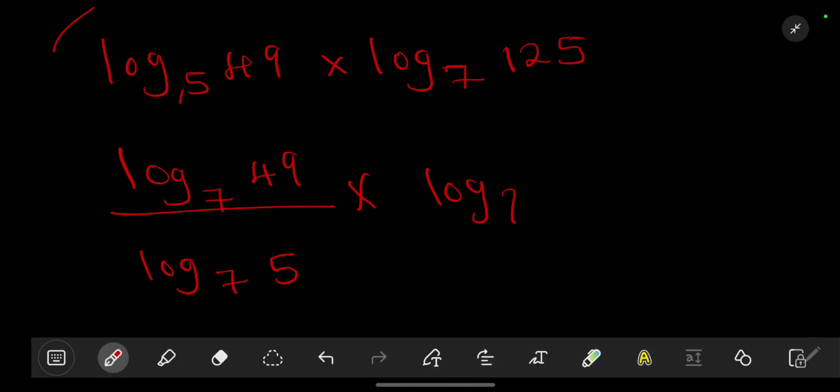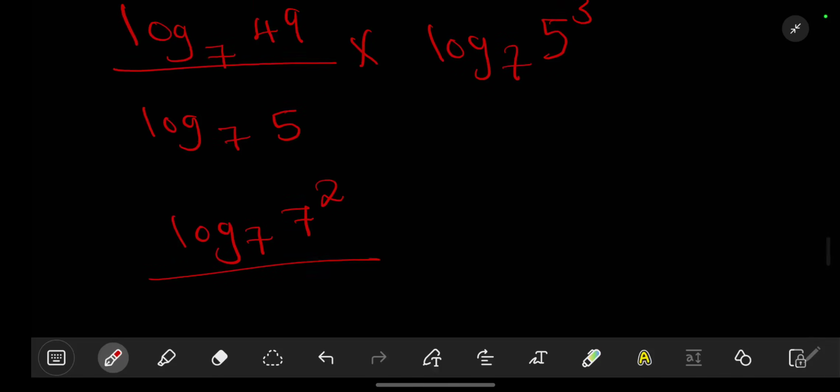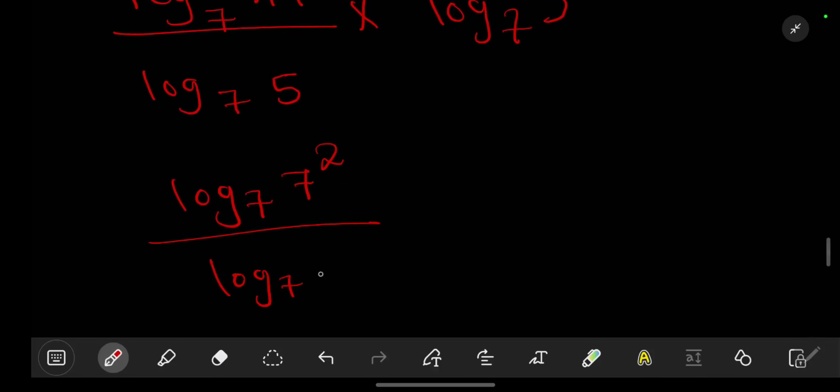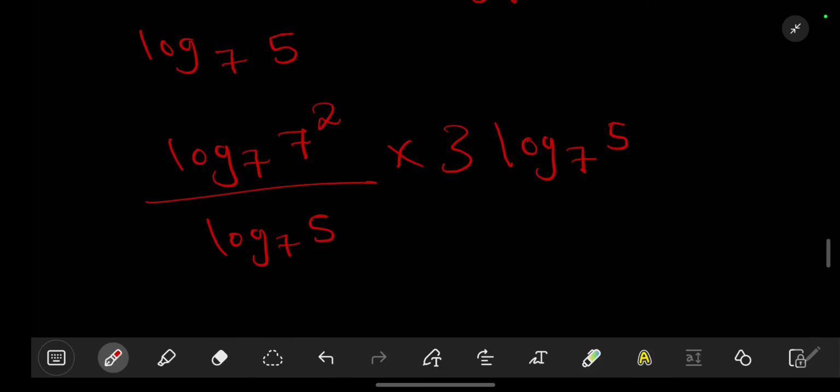the log of 125 base 7, and 125 is the same as 5 to the power of 3. Why 5? Because we want it to match here. And 49 is the same as 7 to the power of 2. We want it to match here. Then we have over the log of 7 base 5, or 5 base 7. Then this 3 will go here, so it will be 3 times the log of 5 base 7. So this is what we have.